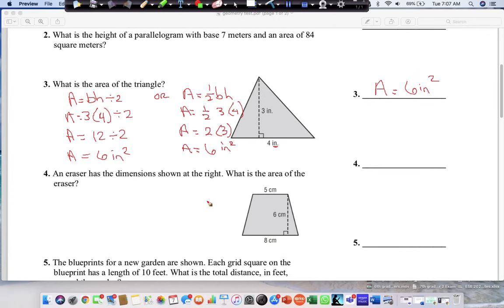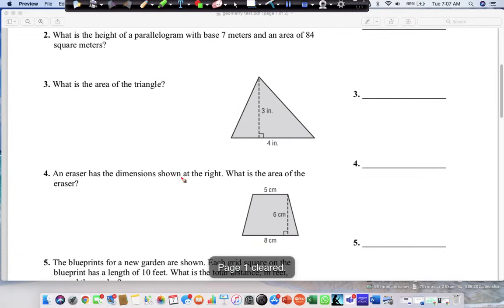What is the area of the eraser? So this is what we call a trapezoid. How we know it is a trapezoid is because it has only one set of parallel sides. This side is parallel to this side. Remember, parallel just means it never touches, okay? They will keep going on straight forever, but they will never cross, okay? That is what parallel means.